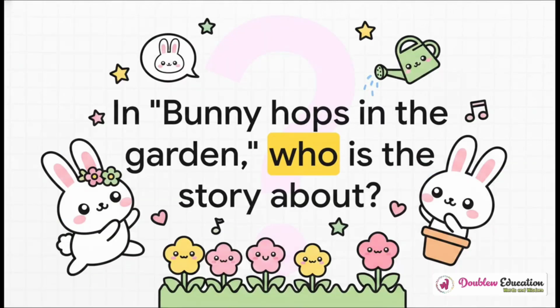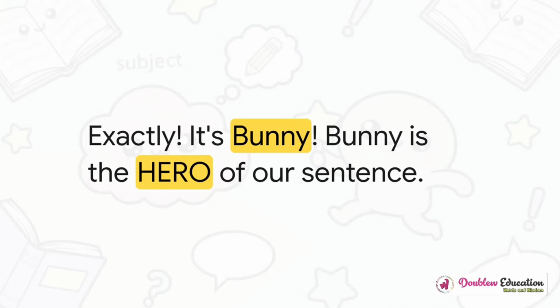Okay, let's look super closely at that sentence again. Bunny hops in the garden. Even though it's short, can you tell me who is the main character? Who is this tiny story really about? Exactly. It's all about Bunny, of course. So, in the world of sentences, the person or the animal or the thing the sentence is about, we're going to call that our hero. So for this sentence, Bunny is our hero.